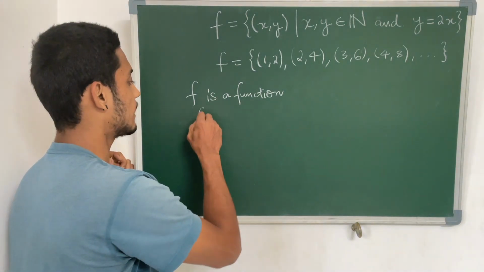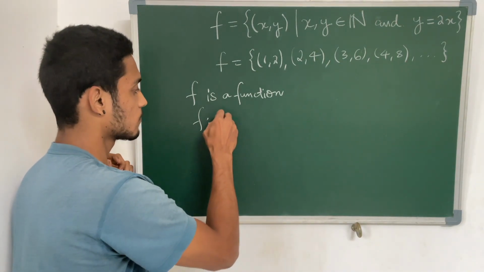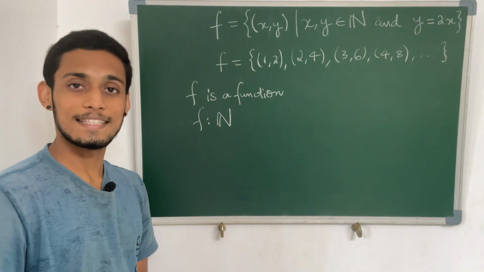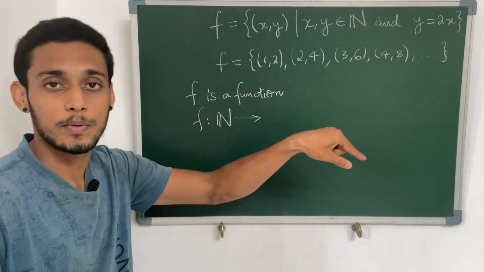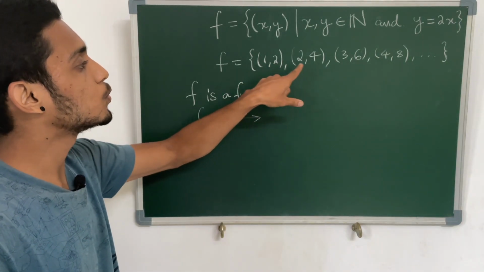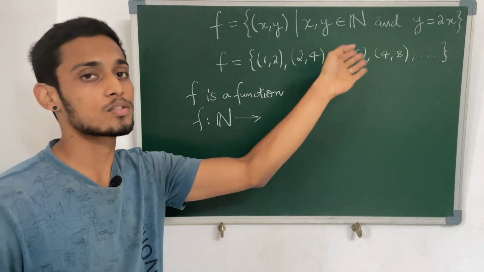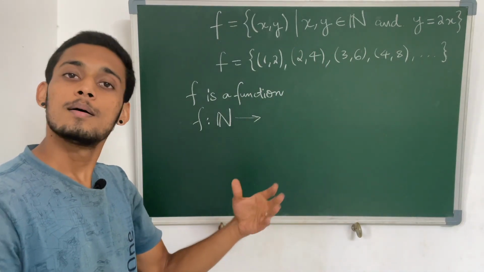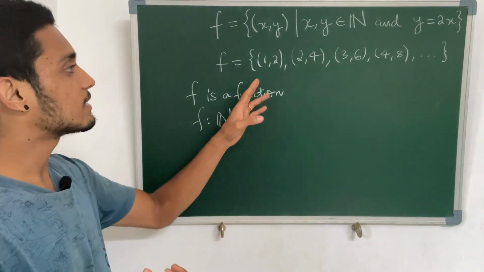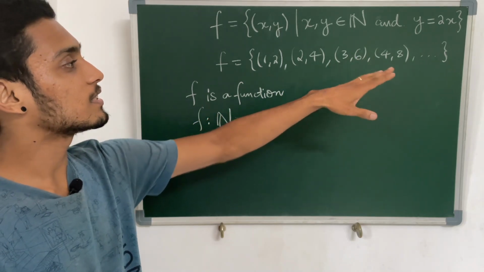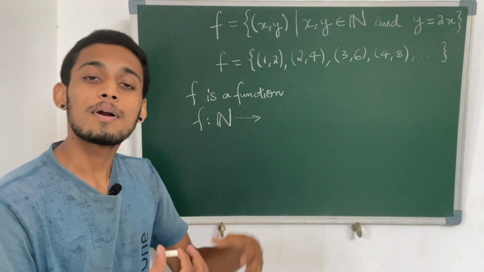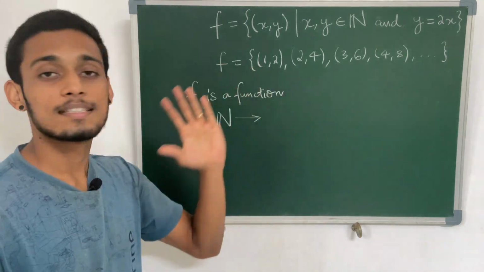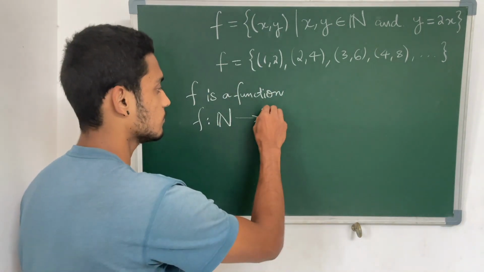So I can say that f is a function whose domain is the natural numbers, and codomain, so what is it mapped with? It is mapped with the elements 2, 4, 6, 8, so on, and these are also natural numbers. So all I can say is they are all 2, 4, 6, they are all even numbers. So I can also say the codomain is the set of even numbers, but for simplicity let us just say it is the set of natural numbers.